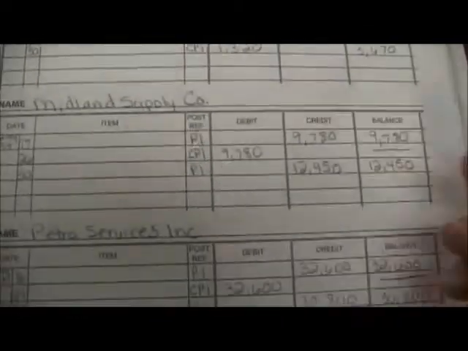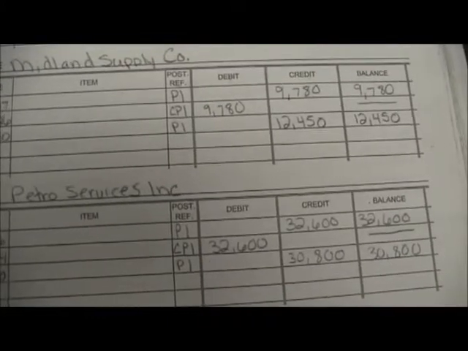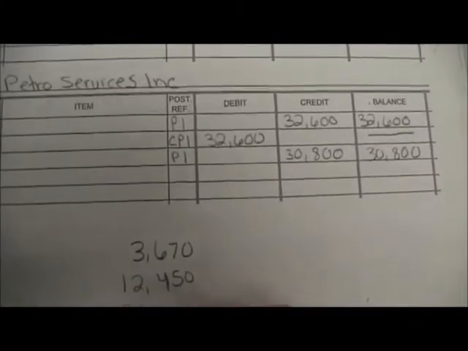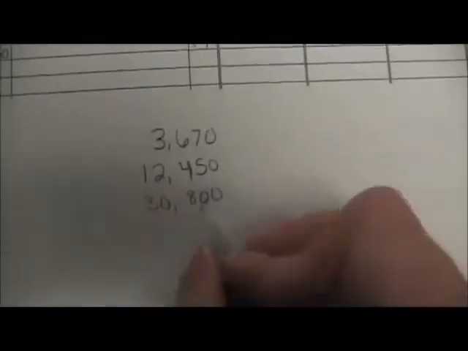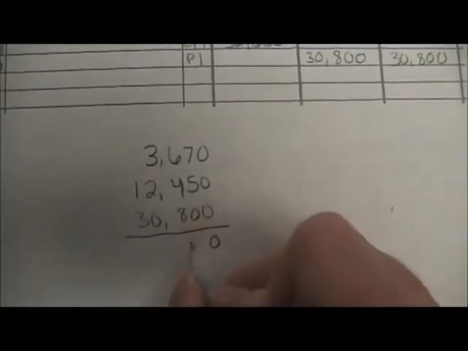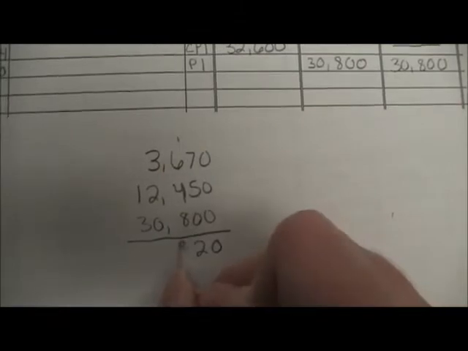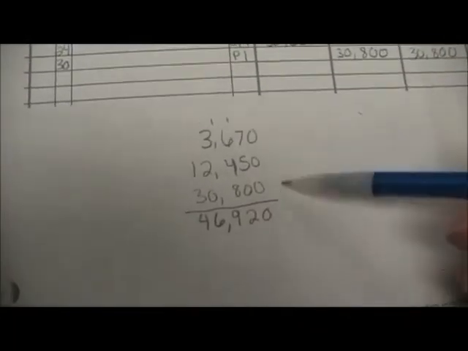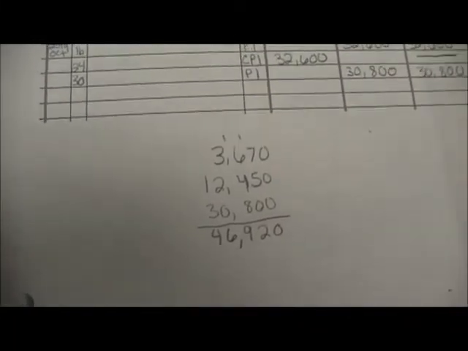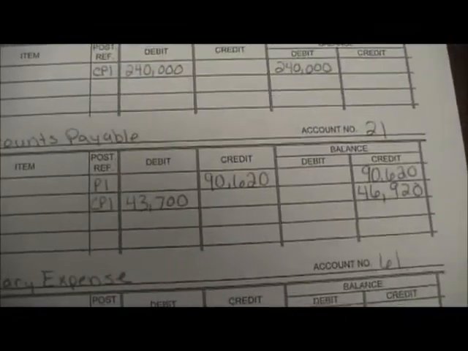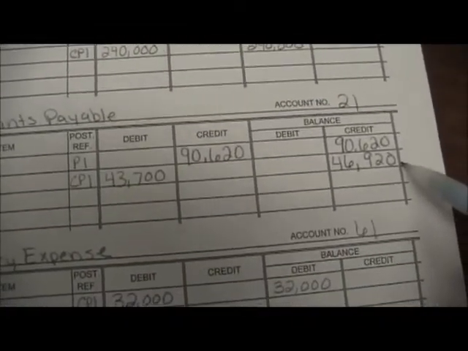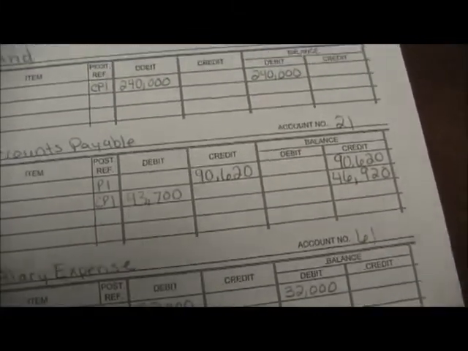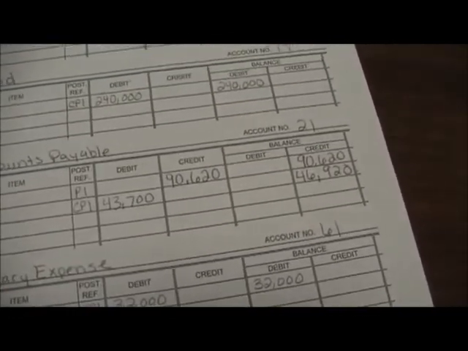$3,670 is the balance in this one. $12,450 is the balance for Midland Supply. And $30,800 is the balance for Petro Services. So I've written these three numbers down, and I'm going to add them up. Once we add them all up, we get $46,920, which should equal the balance in our accounts payable account, and it does. So we know we've done the problem correctly. Okay, that is the end of the problems for Chapter 5. Go ahead and jump back into your PowerPoint.